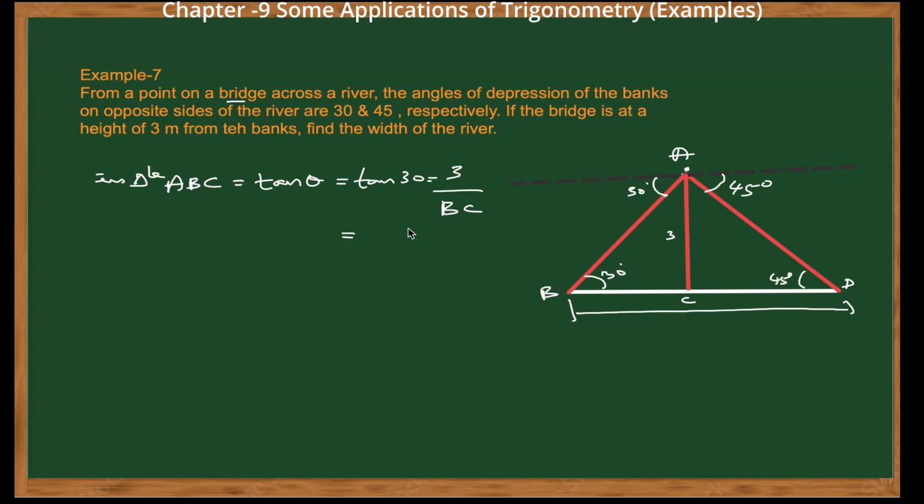Okay, so what is tan 30? Tan 30 we know is nothing but 1 by root 3, which is equal to 3 by BC. Okay, cross multiplying, BC is equal to 3 into root 3. Okay, so we got BC, and now we need to find CD.